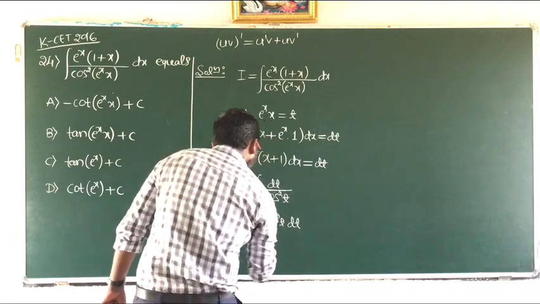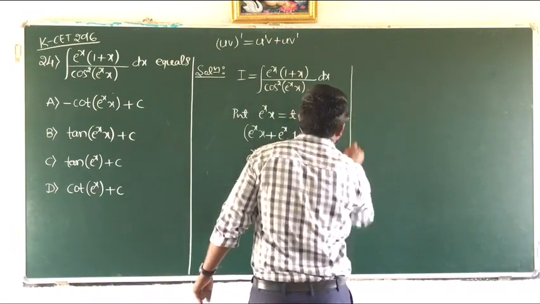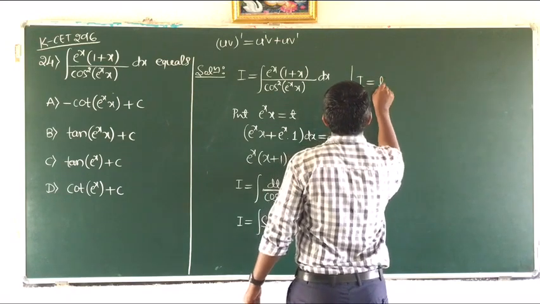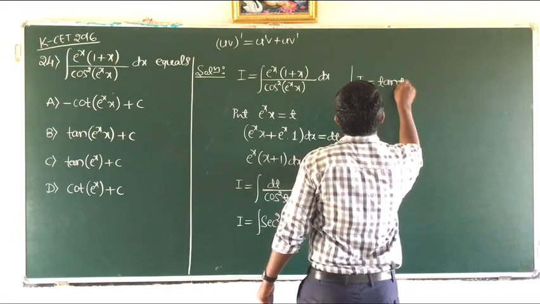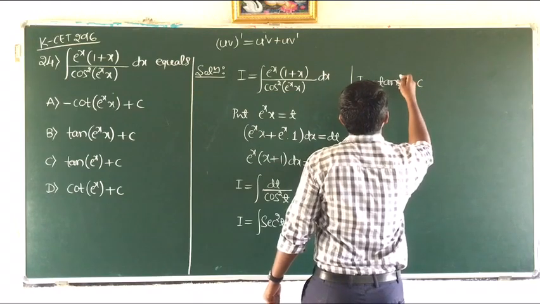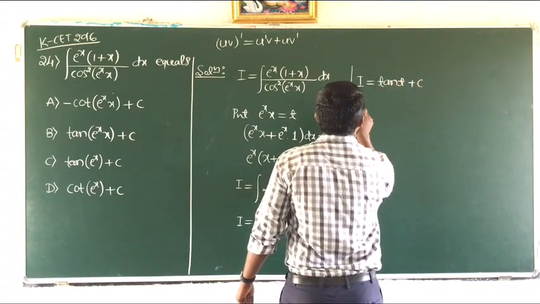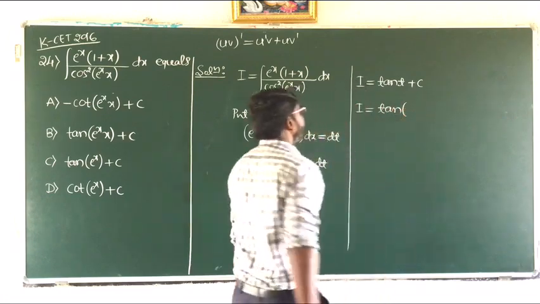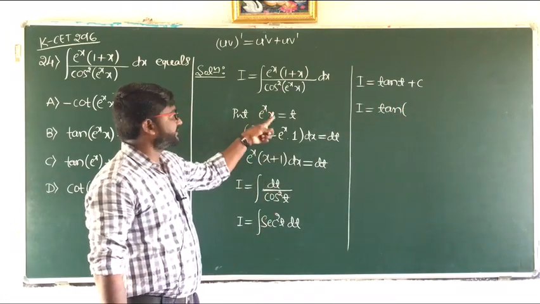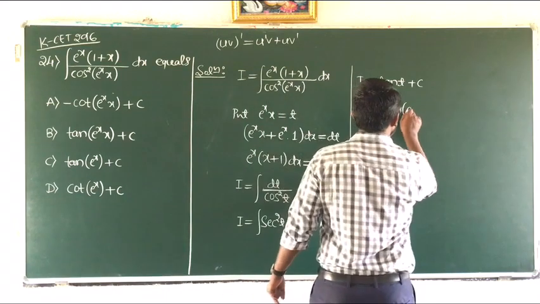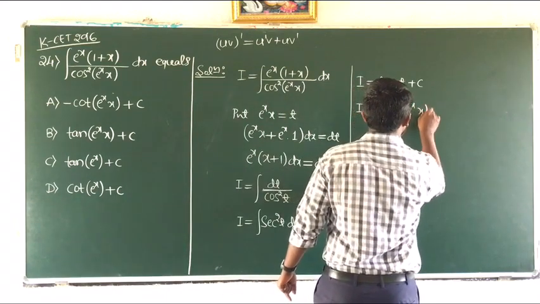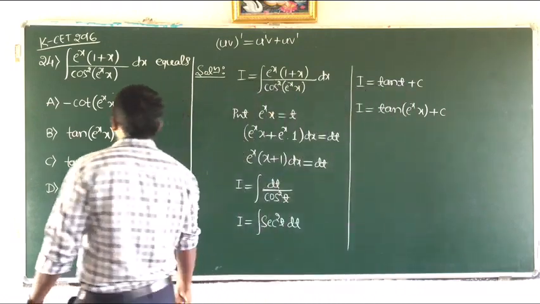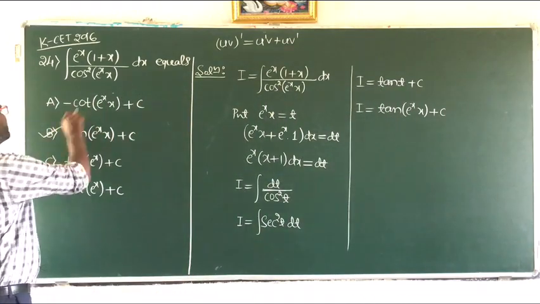What is integration of secant square t now? I, which is equals to, it is tan t plus c. So replace t here. I, which is equals to tan, what is t now? T, it is e raised to x into x. E raised to x into x plus c. So this is the required answer. Hence option B is the correct answer.